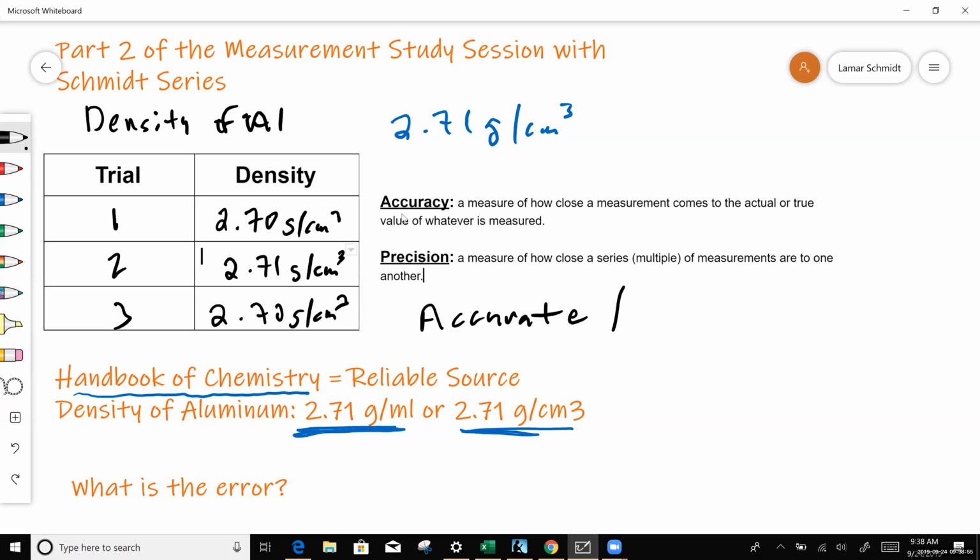And then what do we see about our measurements? Are they close to one another? 2.70 is really close to 2.71, and 2.71 and 2.70 is really close to 2.71, right? So they're close to one another. So they are precise. In this case, they're accurate and precise. You see that? Okay, let's try another one.